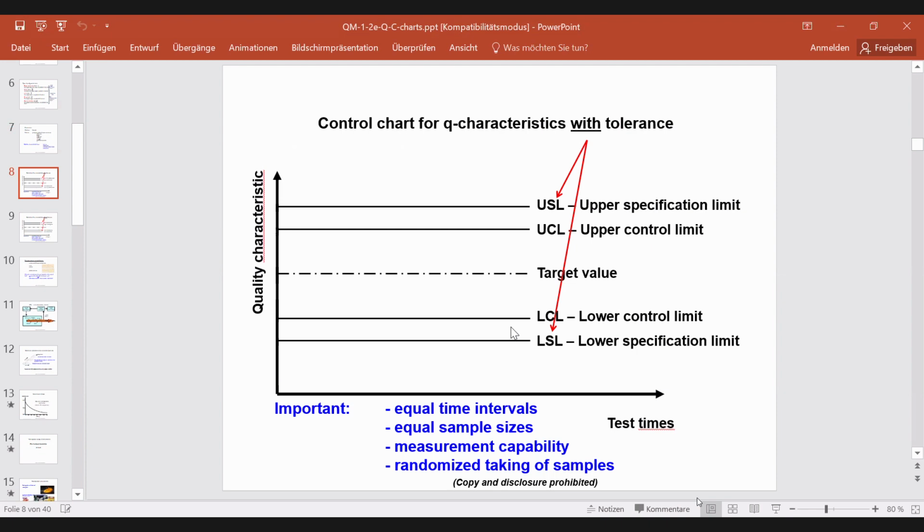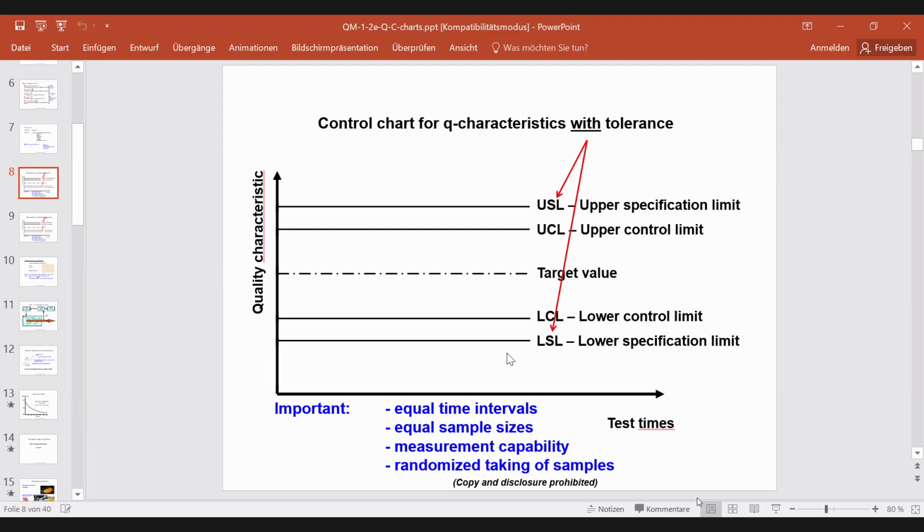And this is the goal, of course. Every general director wants to sell every part. He doesn't want to have scrap. He wants to sell every part. And to make sure that every part can be sold, they must keep the quality between the specification limits. And for this, they have the control limits. This means every time a measurement is outside of the control limit area, they have to stop the process, do corrective action to bring the process again inside the control limits.